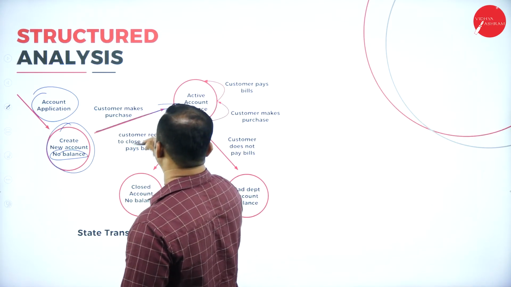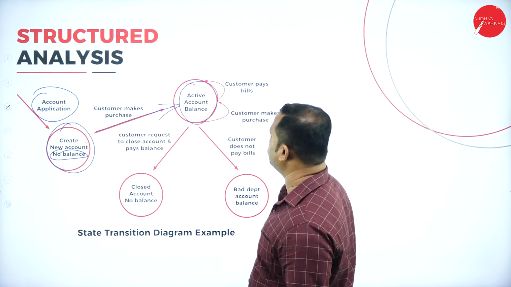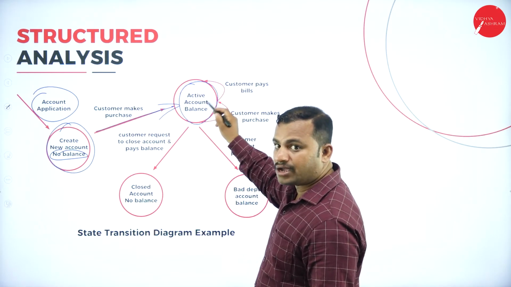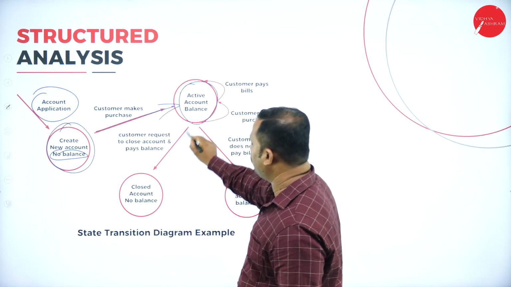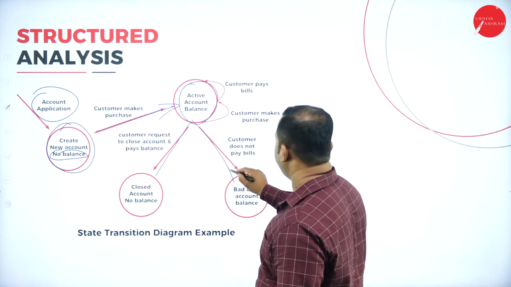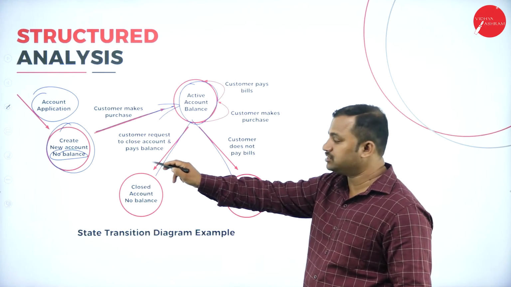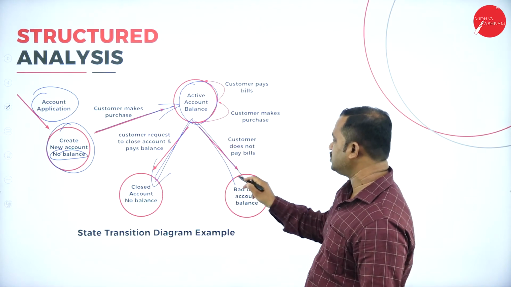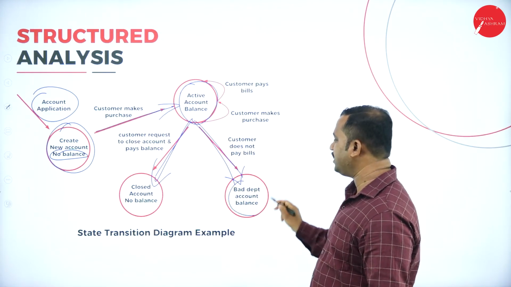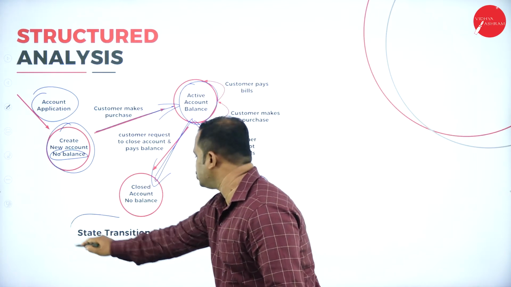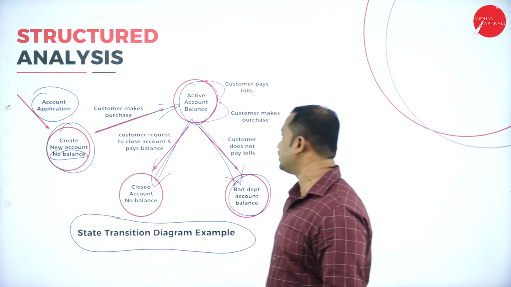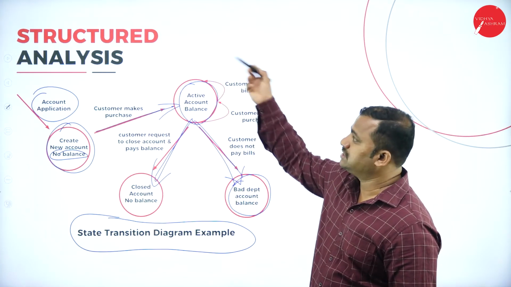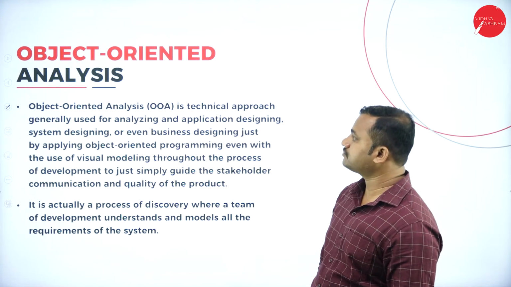When the customer makes a purchase, that means an active account balance. Once the account balance is there, we will go for a closed balance or a bad debt. Suppose there is no balance in this account, we will go from the active balance account and close the balance account, or else we will say it is a bad debt account balance. So this is the state transition diagram example that gives you an example for this structured analysis.